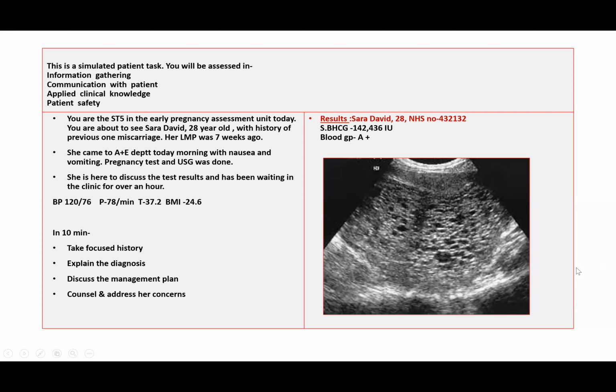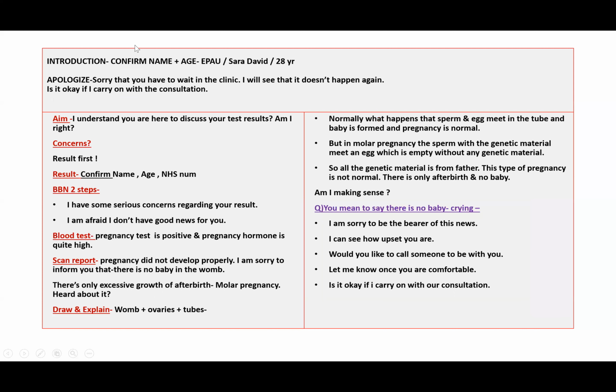Okay, we can just have a look at the answer. So yes, introduction. You confirm the name and age of the patient, apologize, and because I was waiting in the clinic, you can just keep it simple. Sorry that you have to wait in the clinic. I will say that it doesn't happen again. Is it okay if I carry on with the consultation?